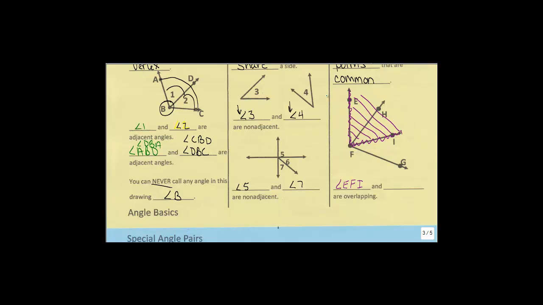And then we talk about angle HFG, this angle here. They do have overlapping points, all of this here in the middle. So those are overlapping angles because they overlap there in the middle. Now let's go on to our next flap.